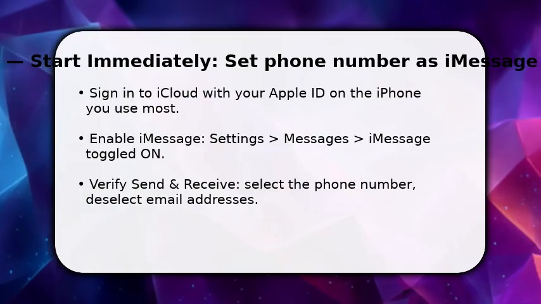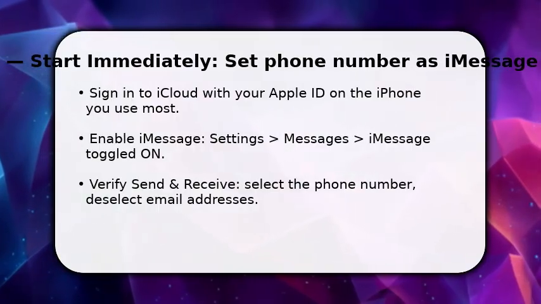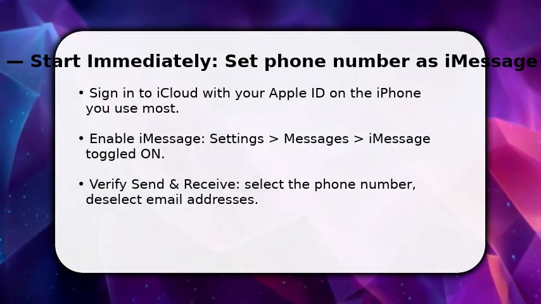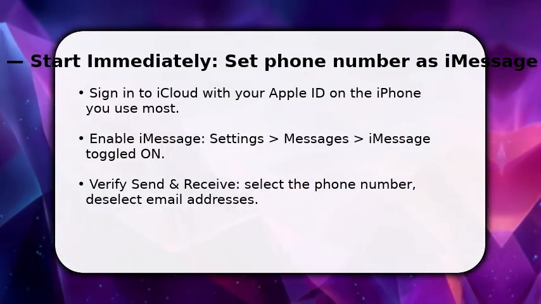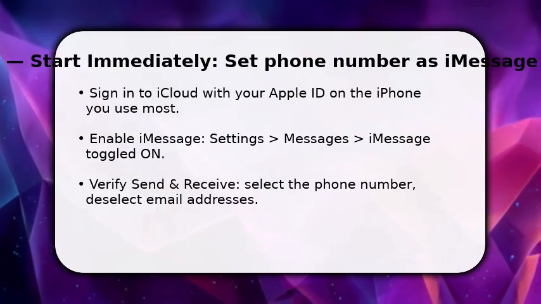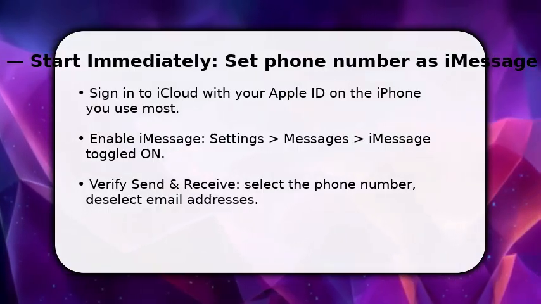You have to act now. Sign into iCloud and keep your primary iPhone active. Go to Settings, then Messages, and turn iMessage on. This links devices. Once done, open Send and Receive and pick the phone number as the main contact.